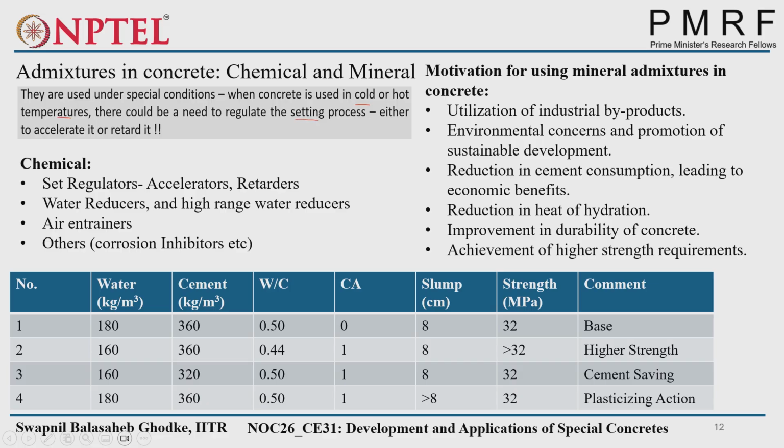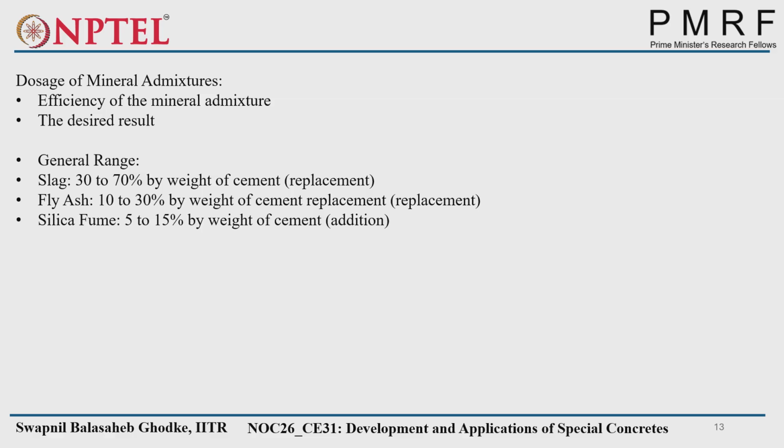But whatever the benefits we have with the chemical admixture, the water reducing admixtures, higher strength and cement saving, both are giving. Higher strength is structurally more useful, or cement saving is economically more useful. So these two aspects we have to understand, right?